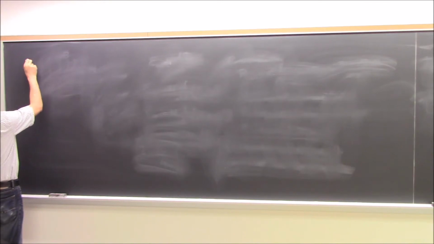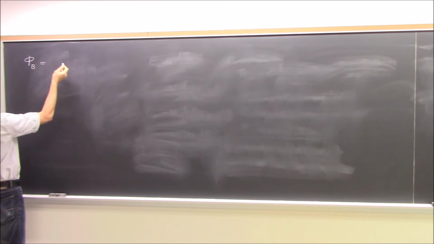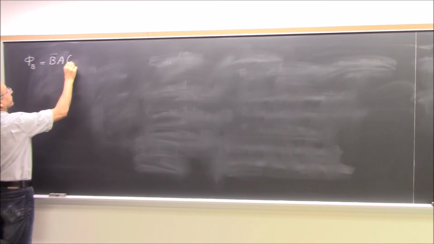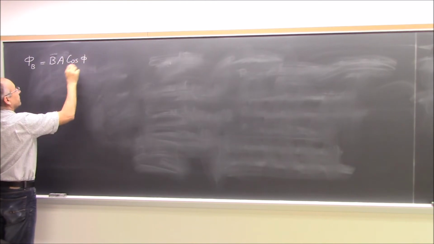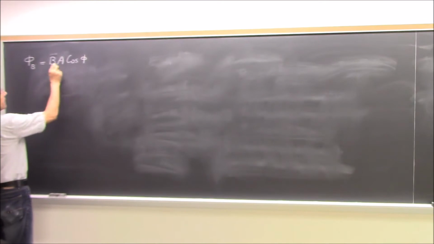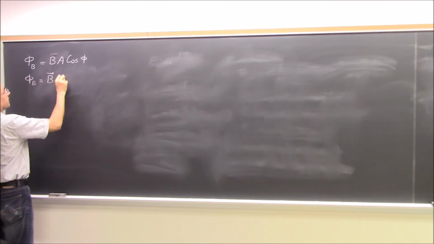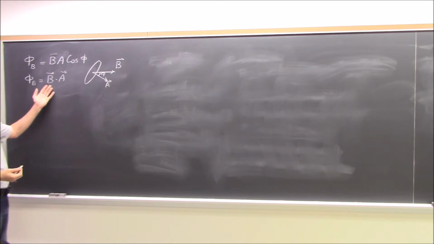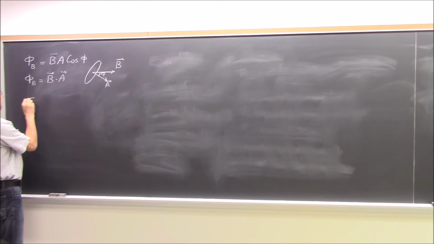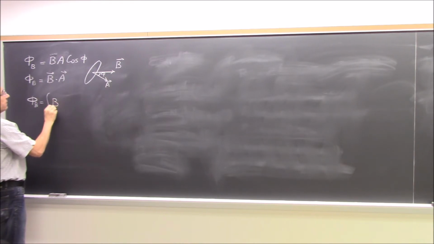We talked about flux of B field. If the B field is uniform, the flux is the B field times the area times cosine of the angle between the area vector and the B field. That also can be written as B dot A. And if the B field is not uniform or the surface is not flat, we say phi B is equal to the integral of B dot dA.